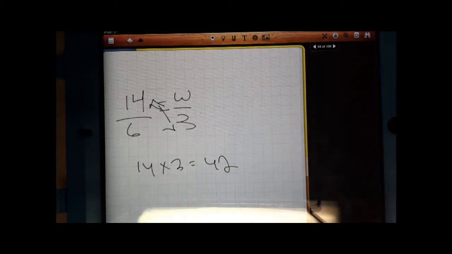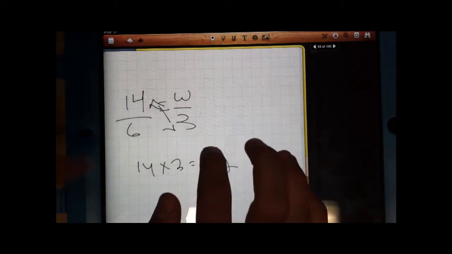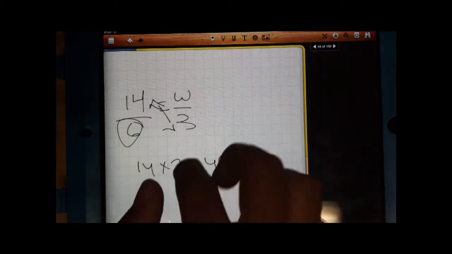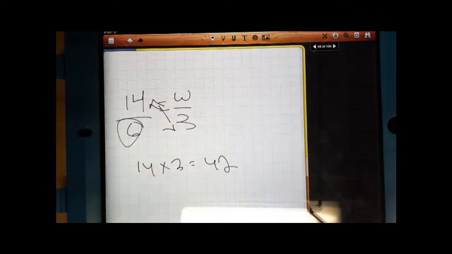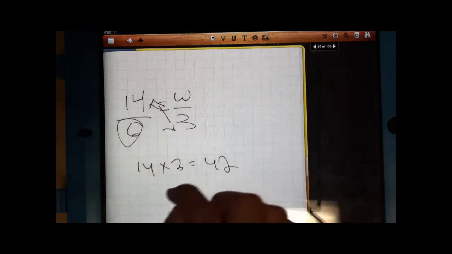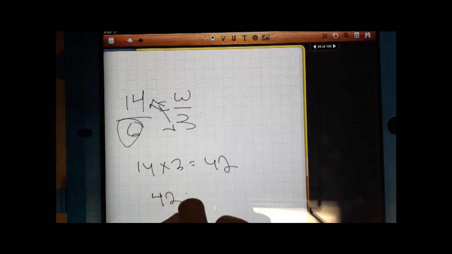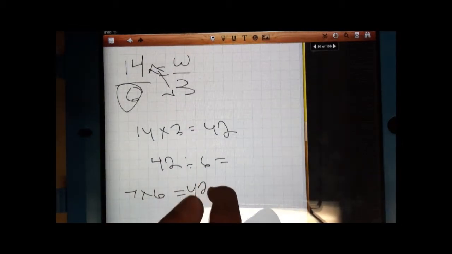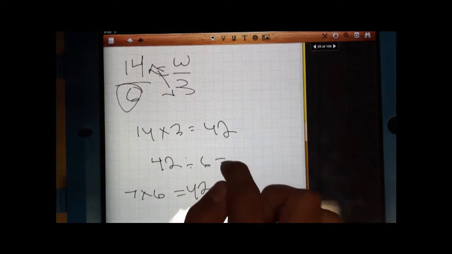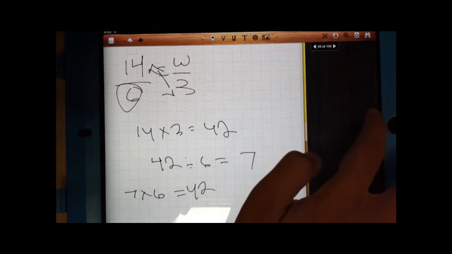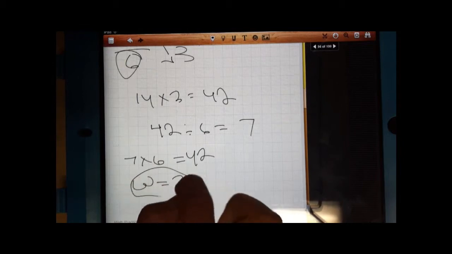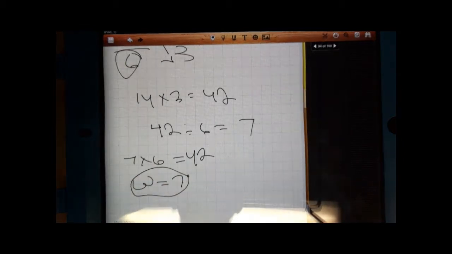Now the next step is to take this 6, because remember, this 6 is alone. In any case, you cannot leave the last digit alone. So even though W isn't a digit, we can't leave the 6 alone. So what we're going to do is take the 42 and divide that by 6. And 7 times 6 is 42. So now, that means 42 divided by 6 equals 7. So your answer is that W equals 7. And that is how to solve a math proportion, folks.